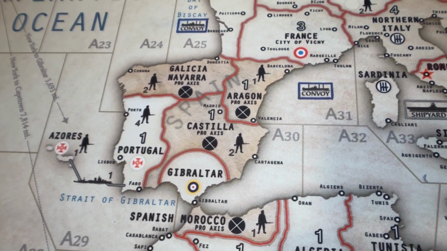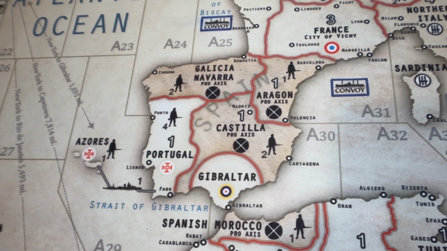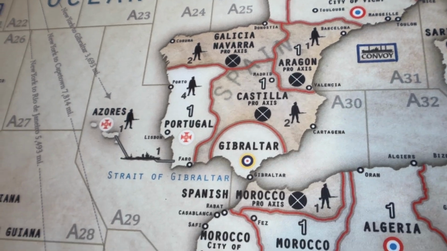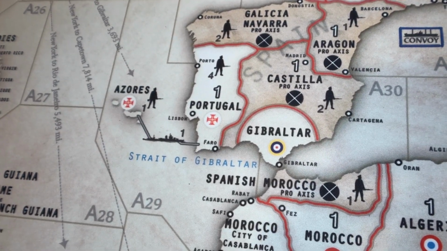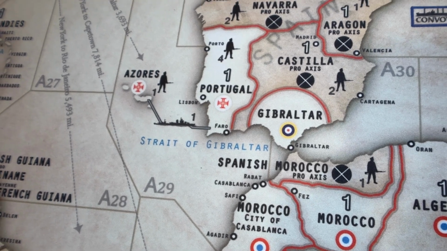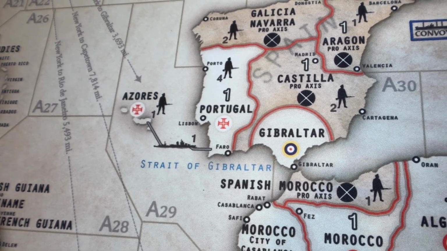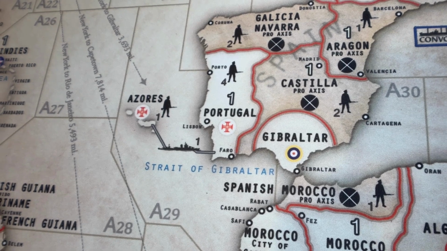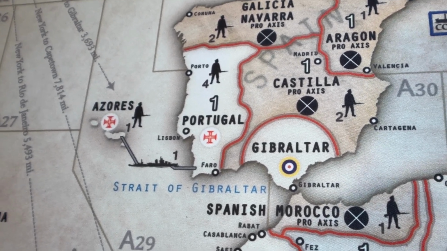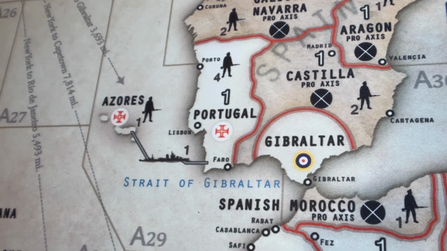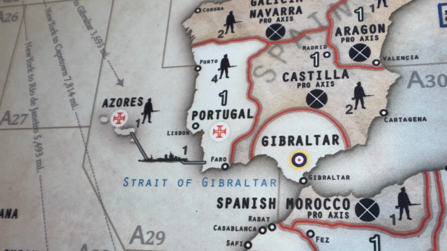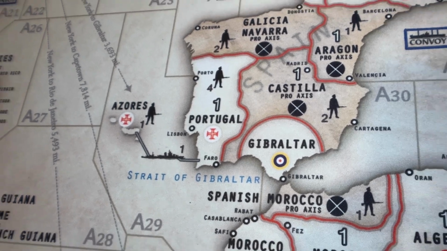If any pro-Axis Spanish territory is taken by the Axis player, though, then all Portuguese marked territories immediately become UK territories, flipping their standing armies to UK control. Now, Portugal is a strict neutral at the beginning, and if it's directly attacked, well, then that triggers neutral rules, but not, no, I'll take that back. Not all the strict neutral rules. So let's back that up.